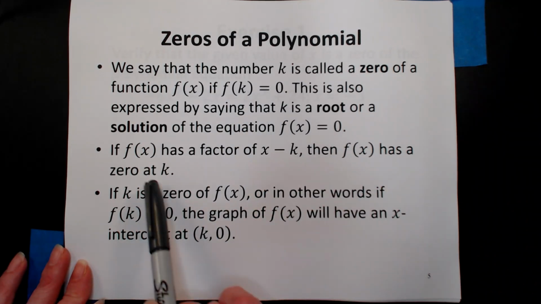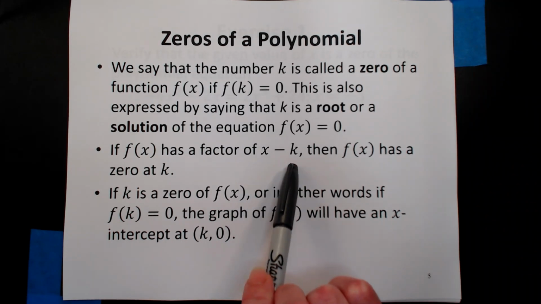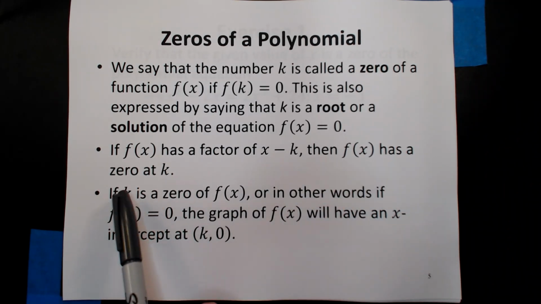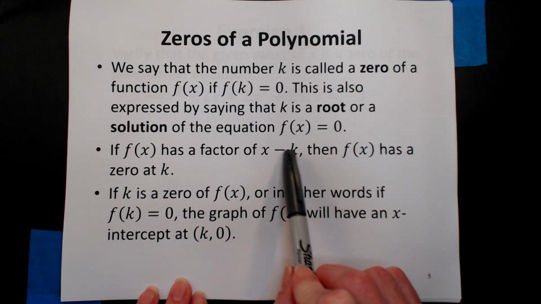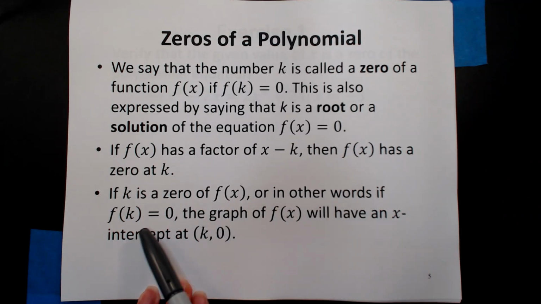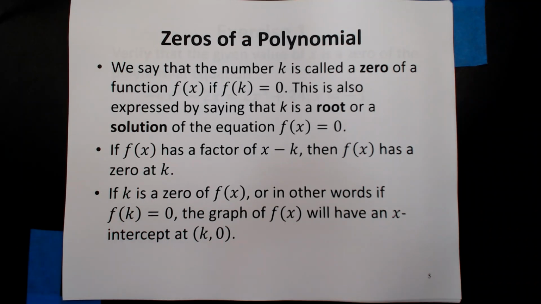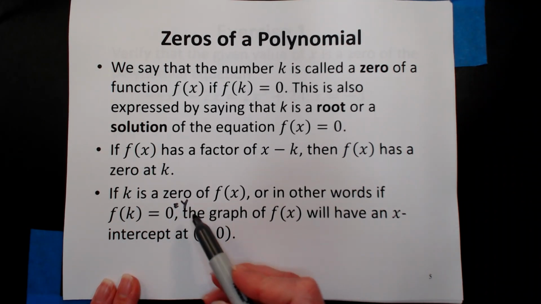If f of x has a factor x minus k, then f of x has a zero at k. In other words, if I factor it, break it up into parts, and one of those factors is x minus k. If k is a zero of f of x, or in other words, if f of k equals 0, the graph of f of x will have an x-intercept at k, comma 0. So in other words, remember this is my y value, if my y value equals 0, then this has to be my x-intercept.